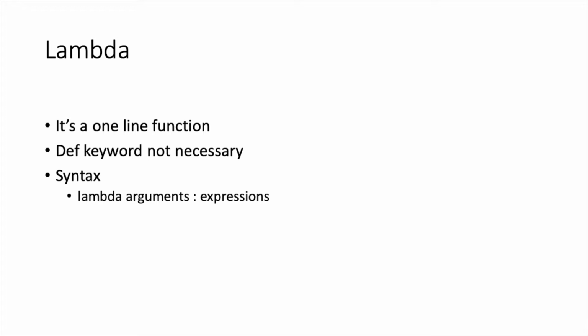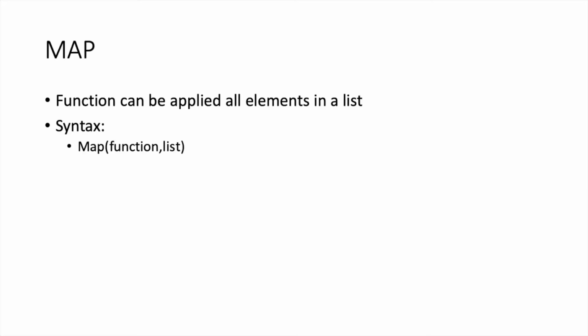Fine. Next we will see about the map function. What will this map function do? Map is a function. The function we are defining can be applied to all the elements in a list, for any sequence of data. If we have different elements in a sequence, and what I mean by sequence here is a list, the function can be applied to each and every element of the list.